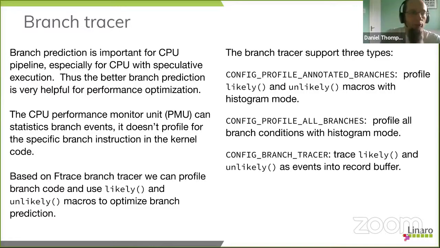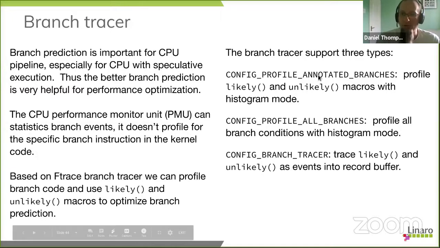The other tracer I'm going to bring up for you is the branch tracer. The branch tracer is kind of interesting because it's there mostly to study the likely and unlikely macros that appear in various places. Branch predictors are obviously important for performance. One of the things we can do with the tracing system is instrument likely and unlikely so that when we take a branch, we can figure out where we've got likely or unlikely wrong.